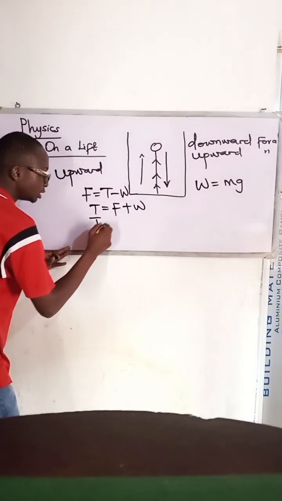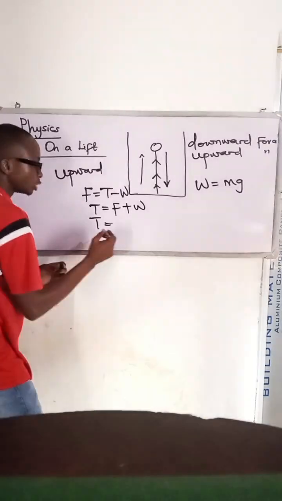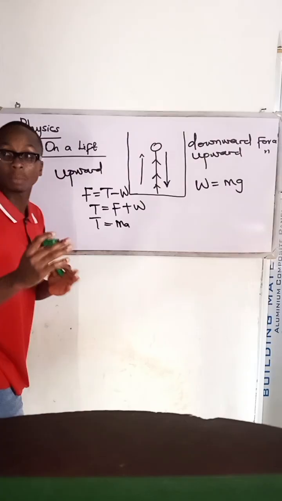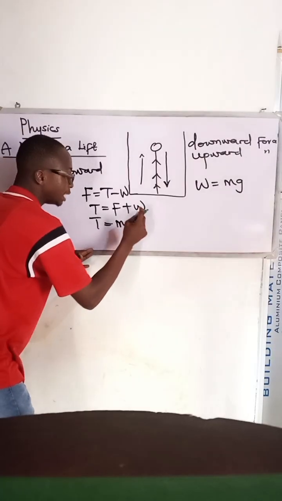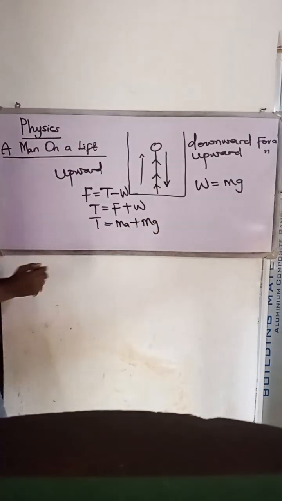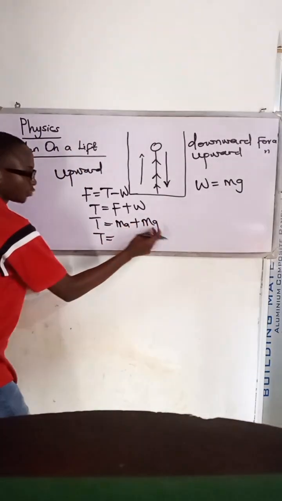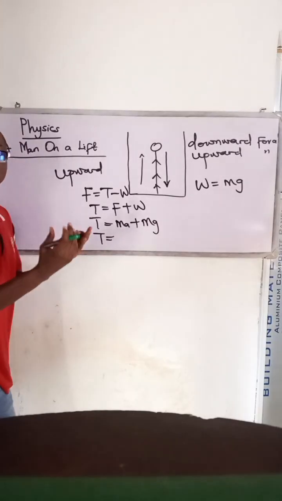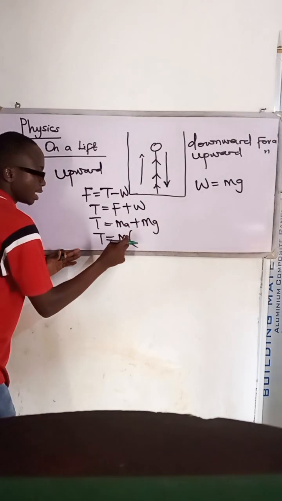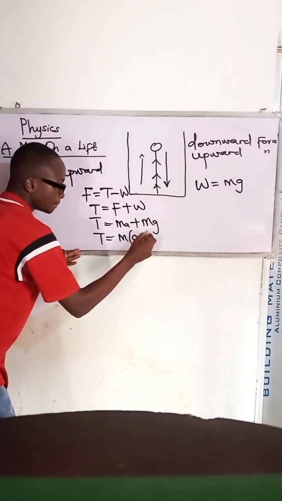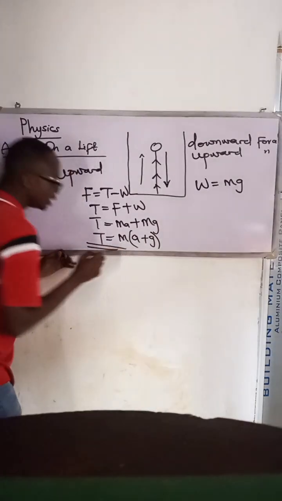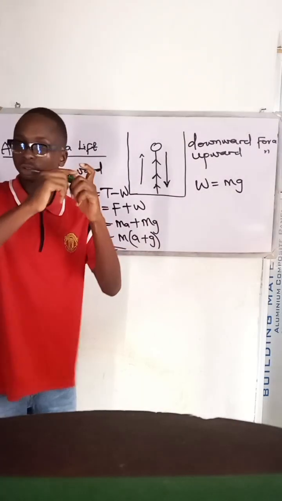Now, T is equal to, what's the formula for force? We say force is equal to mass times acceleration, which is ma. So T is equal to mass times acceleration plus weight. Weight is equal to mass times gravity. Now we have to factorize. We have m here, we have m here, so we factorize. What is common here? m. Then what is remaining here? a plus g. This is what we use to solve if the man is moving upward.